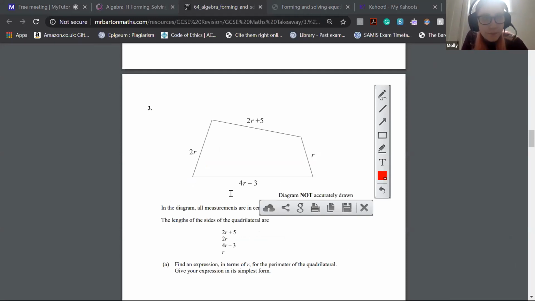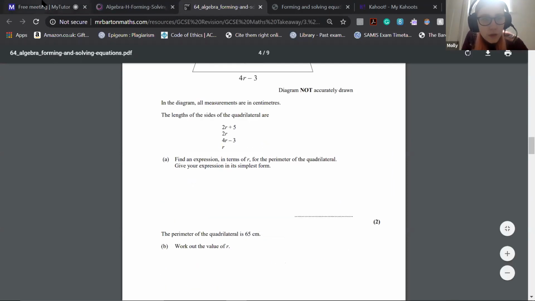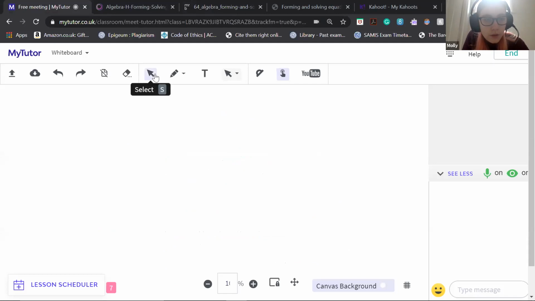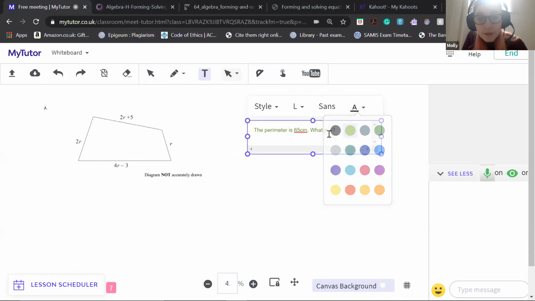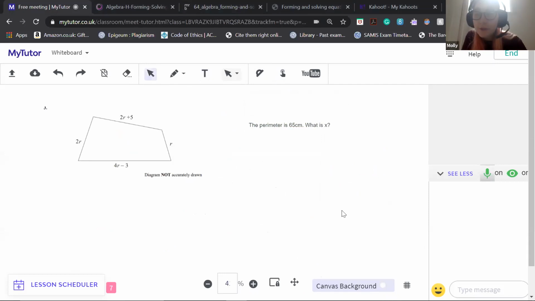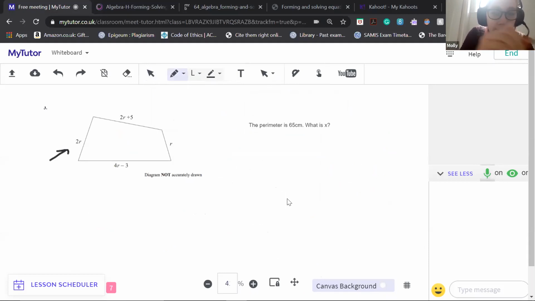So in this question, we've got a quadrilateral and the perimeter we're given is 65 centimeters. What is x? There are a couple of questions like this in the beginning Kahoot. All you've got to do is find an equation for the perimeter and then we can solve it. The perimeter here is just every single side length added. So let's go round one by one. We'll start here and go round clockwise.